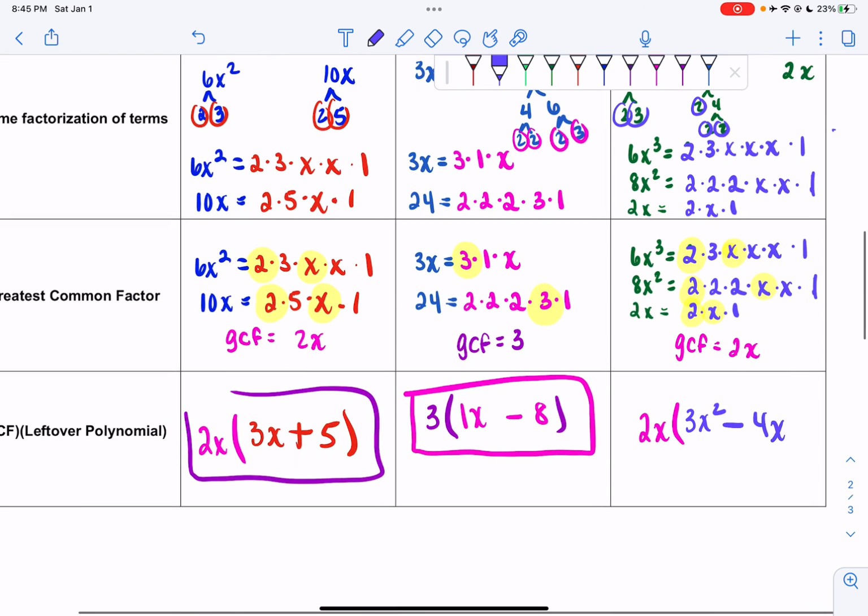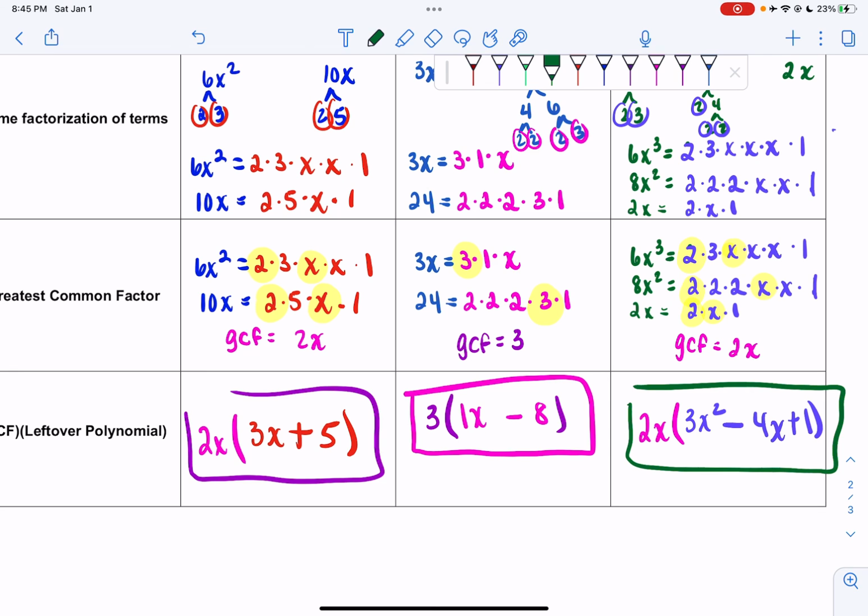And then I have a plus. And if I look at my leftovers, it's just a 1. So this is my final answer, 2x times (3x squared minus 4x plus 1).